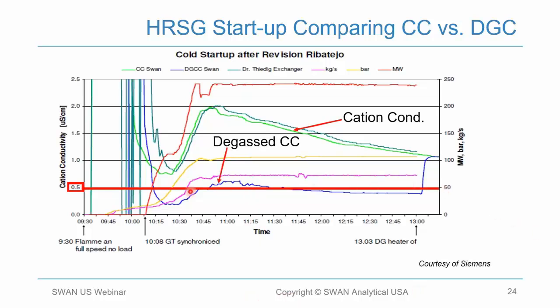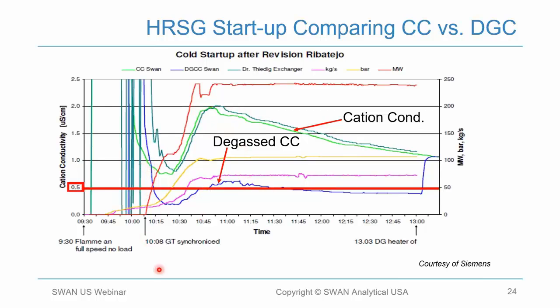And this red line here is the 0.5 microsiemen limit in action level 2 for Siemens, at which point when the degassed cation conductivity is below that, you can admit steam to the steam turbine, assuming the other chemistry parameters are also within action level 2 and trending downward. So you see there is a significant difference in the degassed cation conductivity versus the cation.